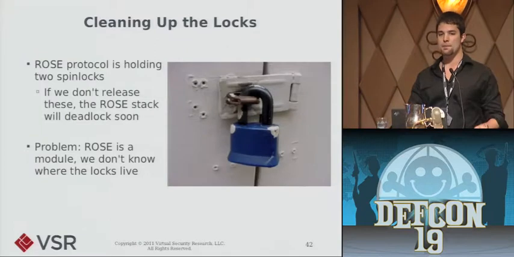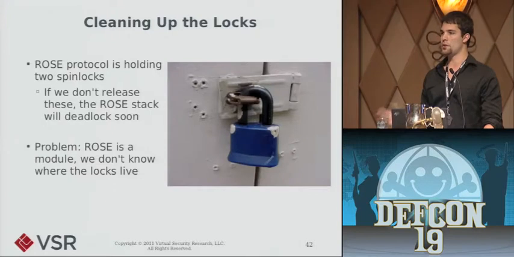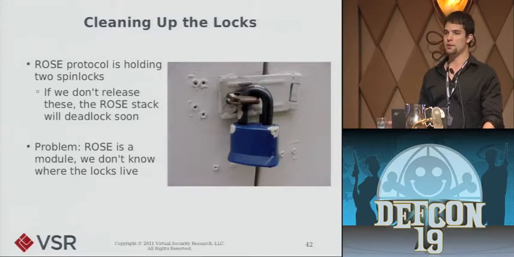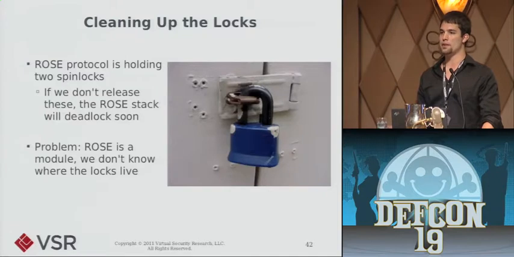The first bit of cleanup I needed to do has to do with some locks. At the time of the exploit, the ROSE protocol was holding 2 spin locks just for mutual exclusion purposes. And if we just carry on as if nothing happened, then the ROSE stack would actually deadlock and the kernel would lock up. The problem here is these spin locks live inside the ROSE kernel module, which is loaded at runtime, so we don't actually know where it is.